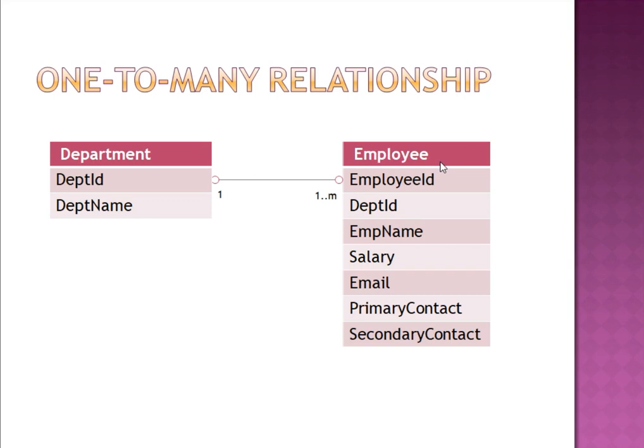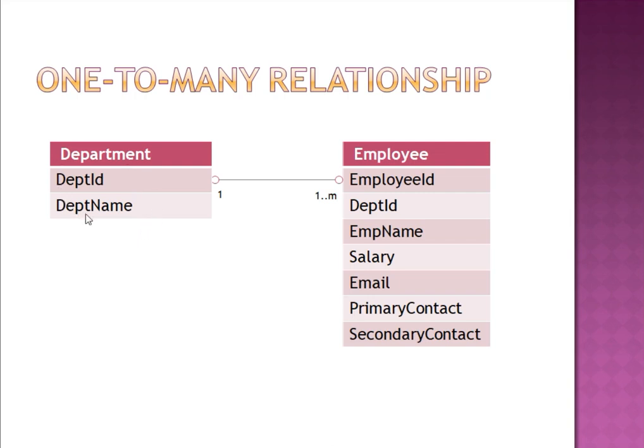Now how to establish this relationship using Fluent API. There are two functions that we can use in Fluent API. First one is HasMany and another one is WithRequired. So department has many employees and employee requires department. What is the meaning of this?